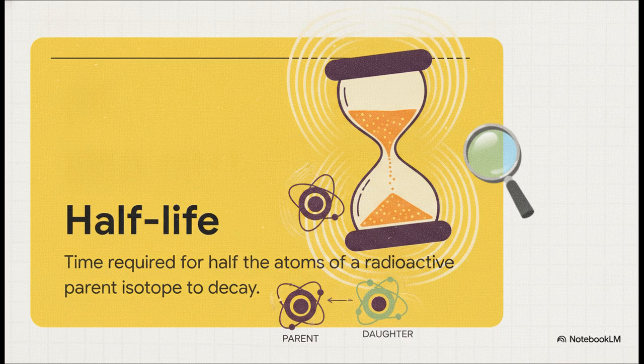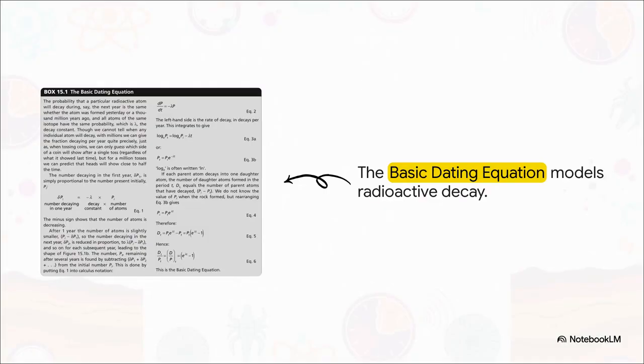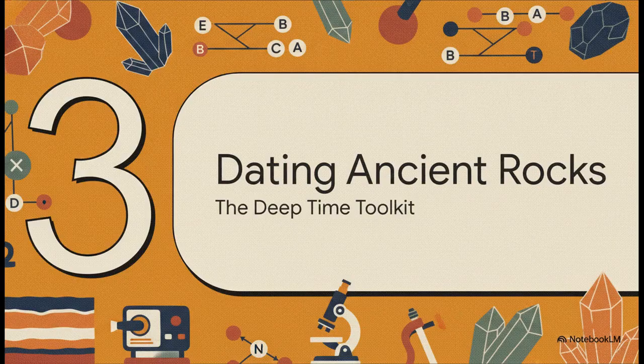So the half-life is simply the exact amount of time it takes for exactly half of those parent atoms to make that transformation. And this basic dating equation is the mathematical engine under the hood. You don't need to memorize the math, just know that this radioactive decay is constant. It is perfectly predictable. By measuring the ratio of daughter to parent atoms currently sitting in a rock, we can effectively read that hourglass and calculate exactly how much time has passed. Seriously, whether a radioactive atom was formed yesterday or 1 billion years ago, the probability of it decaying tomorrow remains identically constant. Let's look at how we apply this in Section 3, Dating Ancient Rocks.